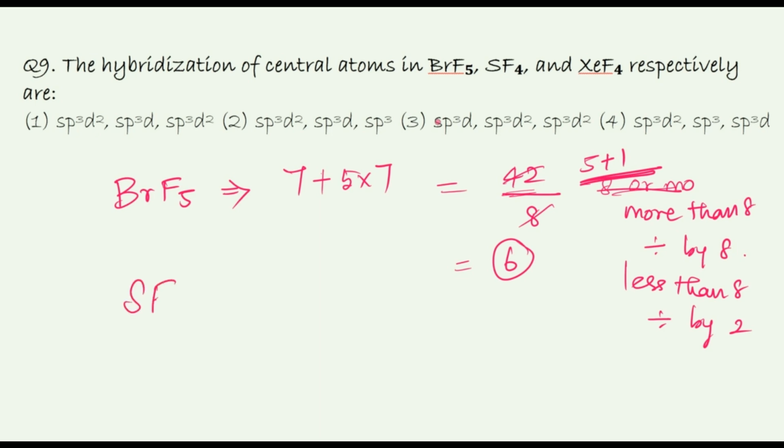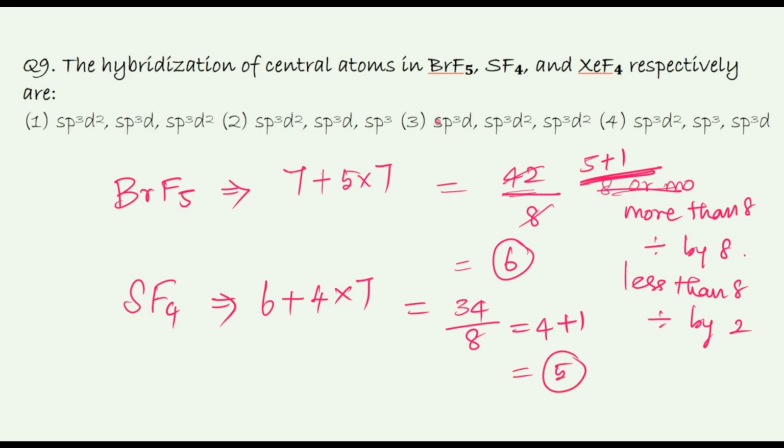I'm doing it for you again. SF4. Okay, sulfur, which is having oxygen group, right? So 6 valence electrons plus 7 for fluorine. So 4 into 7, total 4 7s are 28. 28 plus 6, 34 divided by 8. Then 4 plus 1. Remainder is 2. 2 is less than 8. So I am dividing it by 2. So 4 bond pairs, 1 lone pair, and 5 for hybridization.